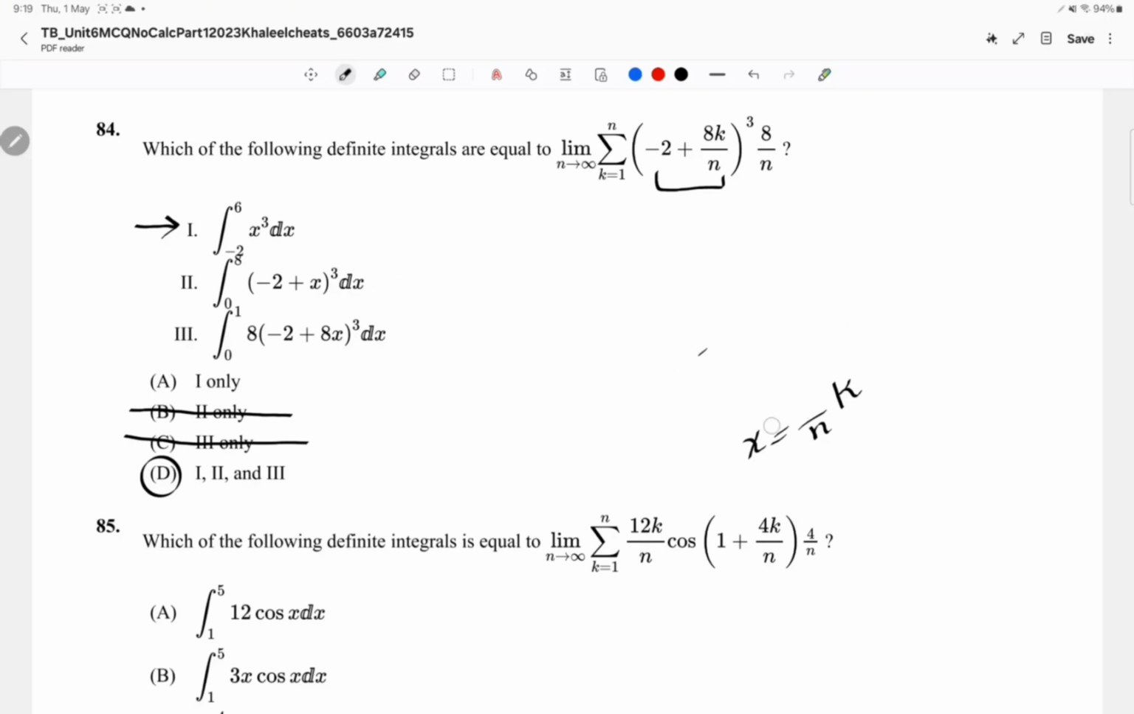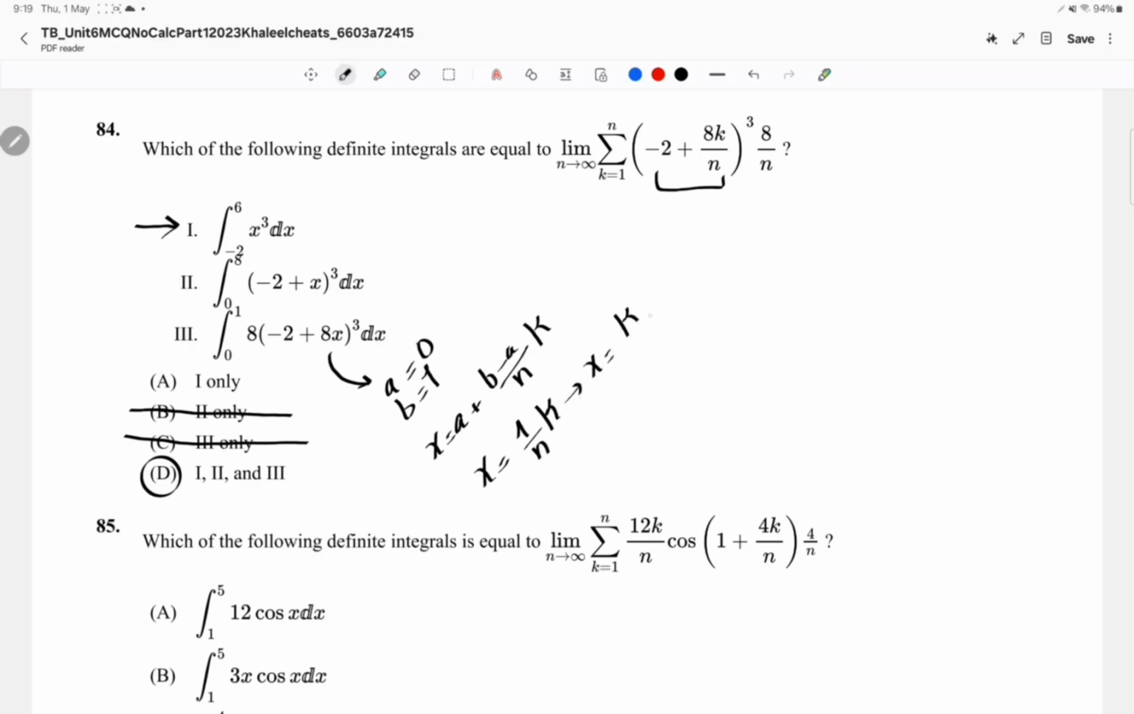Now let's see why choice 3 would have made sense to be chosen. So look, if you look at this one here, the a is 0 and the b is equal to 1. So x is equal to a plus b minus a over nk. So x is equal to 1 over nk. So x is equal to k over n. Okay. And so let's just take this one more step. That means we have here minus 2 plus 8, instead of x, put k over n, and the whole thing has to be cubed. Okay? Which does match this one.